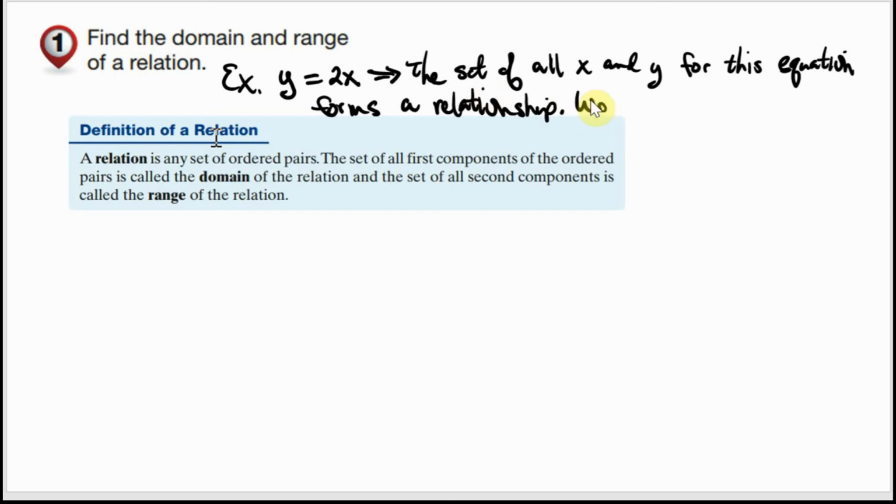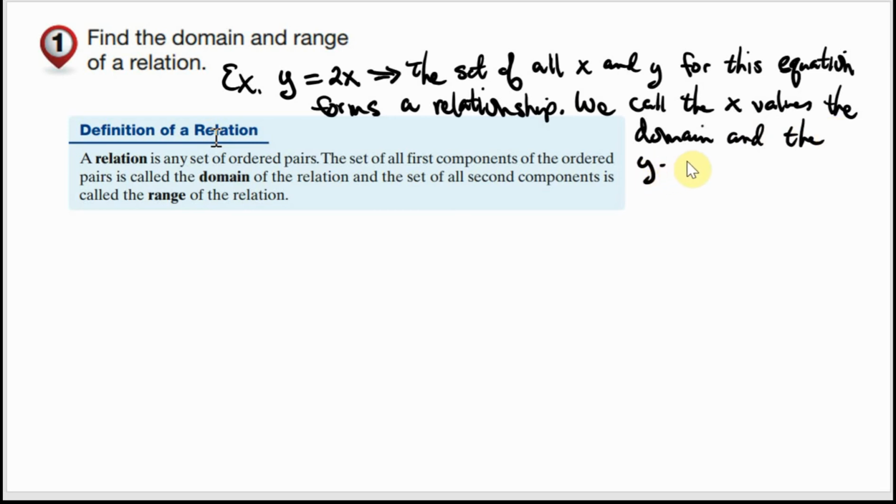Here we call the x values the domain, and the y values the range. So in a nutshell, where I'm coming from would be the domain, and how I'm using those terms to get to where I want to get to, my destination, would be the range.